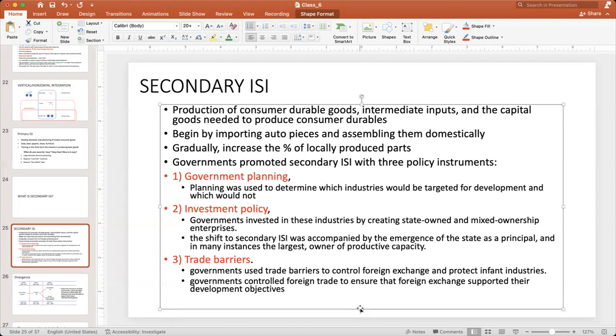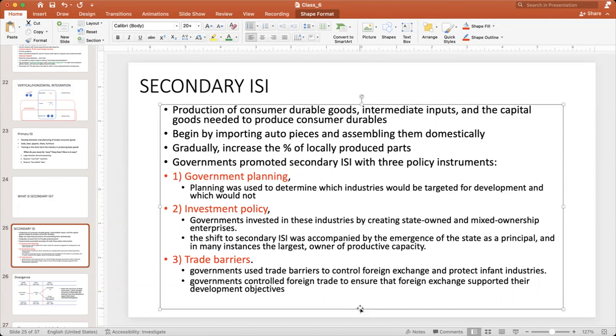The first one is government planning. Why? Because planning was used to determine which industries would be targeted for development and which would not. It is not possible to close all the sectors, and you have to pick the sectors that are more important and crucial for your economic development.